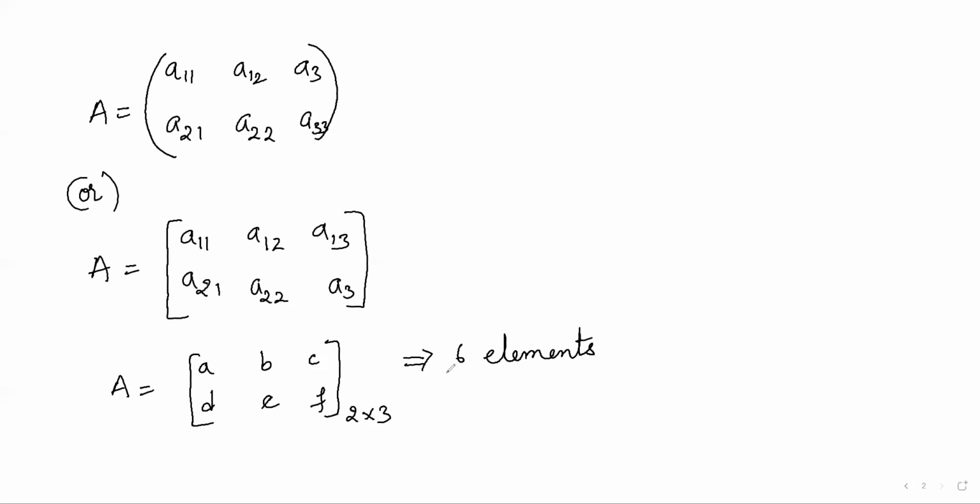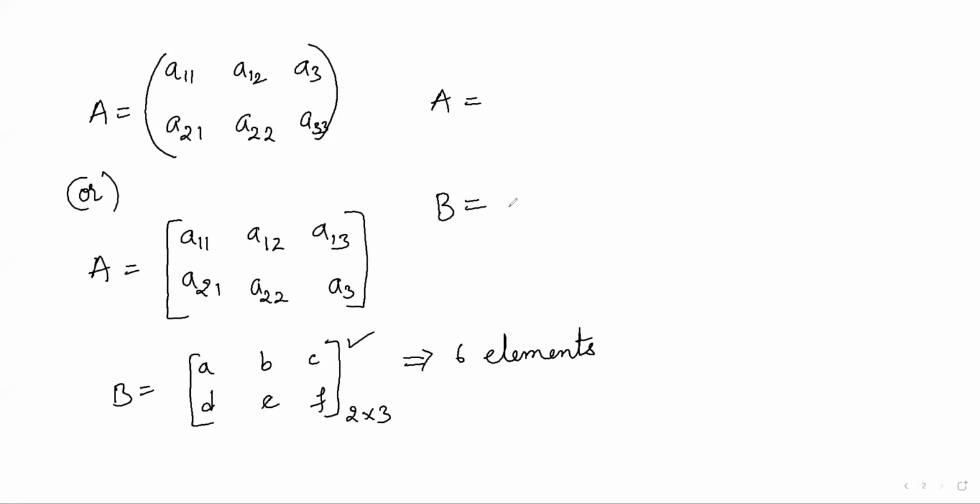Okay, 6 elements we have in this matrix. And sometimes students make this mistake. Let's say I have this matrix, and I am just calling it by some other name. This matrix I am calling matrix B.